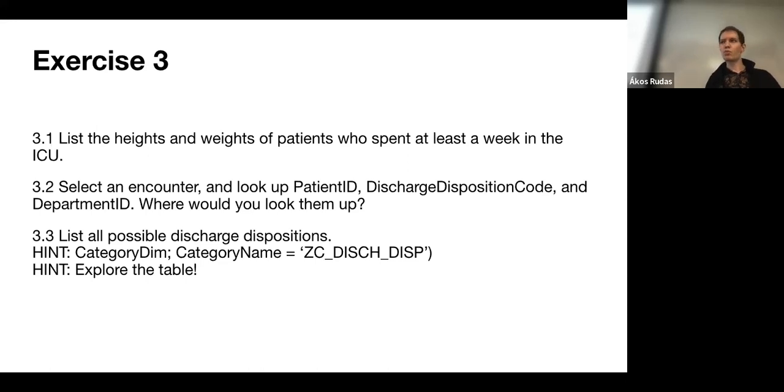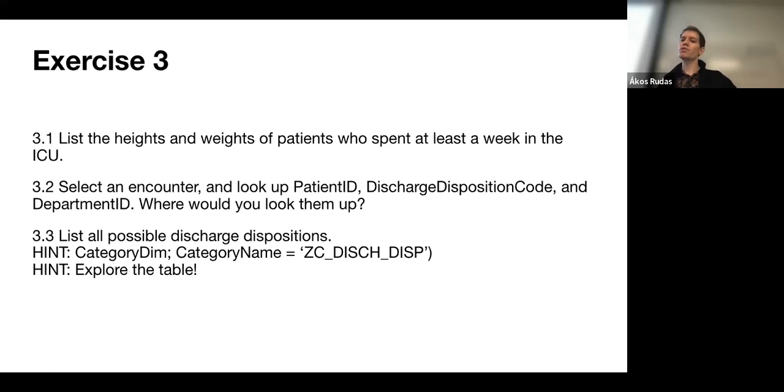So this will be 3.1. 3.2 is select an encounter. And here, what I mean is just select a random encounter. Just look into the table, query the first couple of thousand rows, look down and find one, and then try to look up the patient ID. So try to look up the patient who is part of this encounter. Let's try to find information on the patient. Try to look into the tables and see which one contains this information.